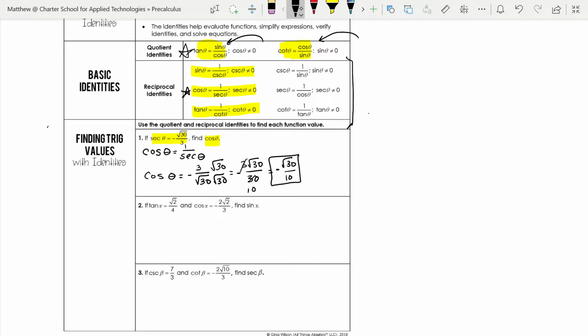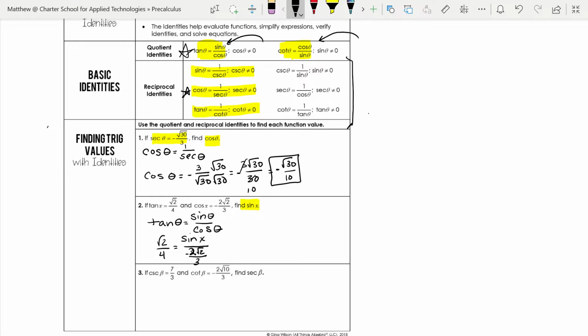So using that identity, we can fill in two of these in sine and solve for sine, which is what we are eventually looking for. So we know tangent is square root of 2 over 4. And we know we're looking for sine of x, but we also know that the cosine is negative 2 square root of 2 over 3.